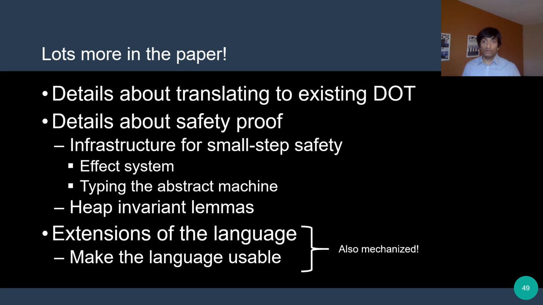There are lots more in our paper, such as details about translating to existing DOT and about our type safety proof. We also discuss extensions to the language that make the calculus more usable. Our mechanized proof includes safety proofs for these extensions.